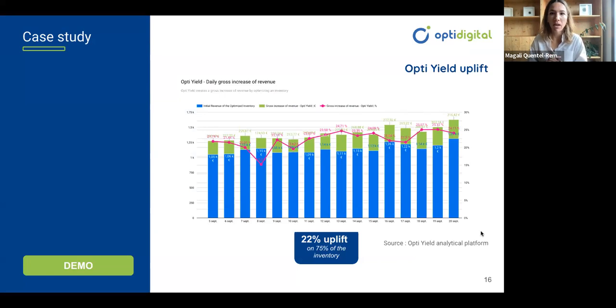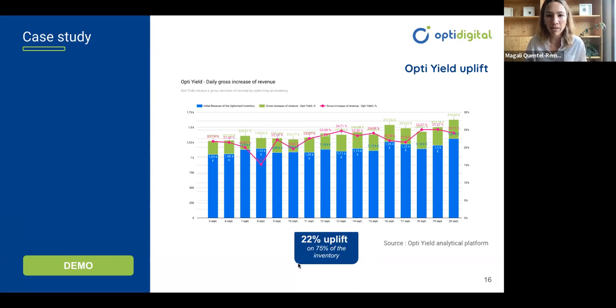So here is a little case study. This is a screen coming from our Opti Yield analytical platform. We provide this analytical platform to all the publishers using Opti Yield, and it's displaying for you the results coming from Opti Yield. So it's a very transparent solution. In green, you can see the uplift brought by the solution every day compared to the revenue that you would have generated without Opti Yield. In the pink line, you see the gross increase of revenue, the gross uplift percentage generated by Opti Yield. In this example, it's about a 22% uplift, and you see how steady the results are, time after time, day after day.